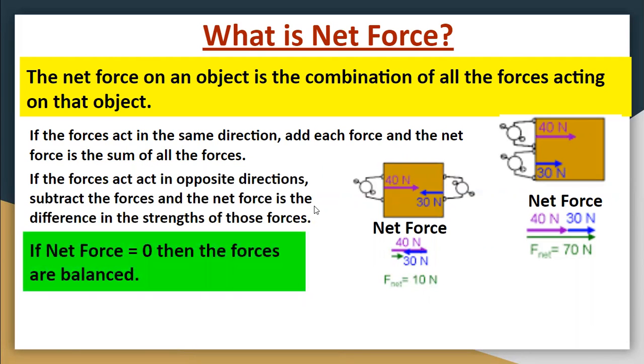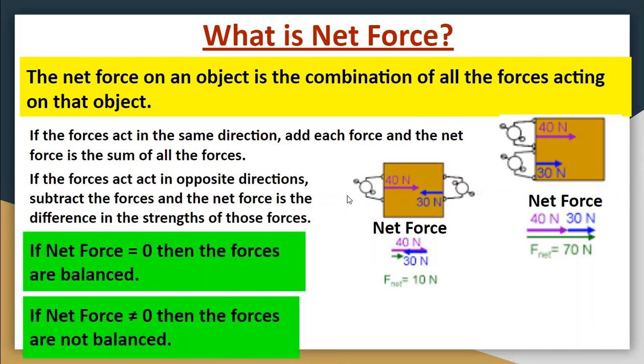If net force equals 0, then the forces are balanced. So if this one was a 40 Newton push and this is a 40 Newton push, then the forces are balanced and the net force would be 0. If net force is not equal to 0, then the forces are not balanced.